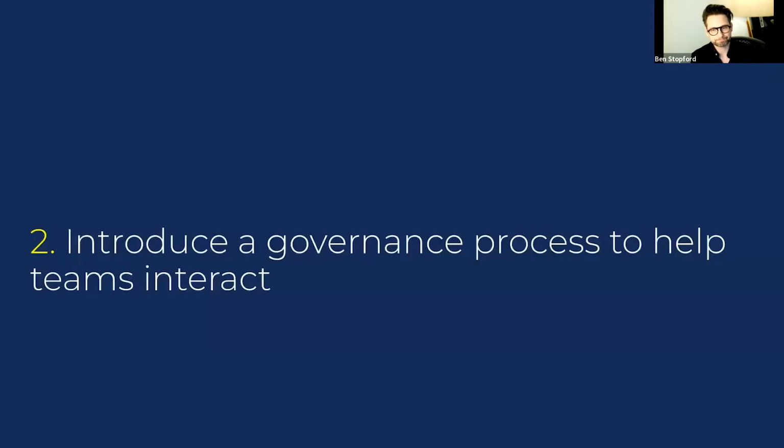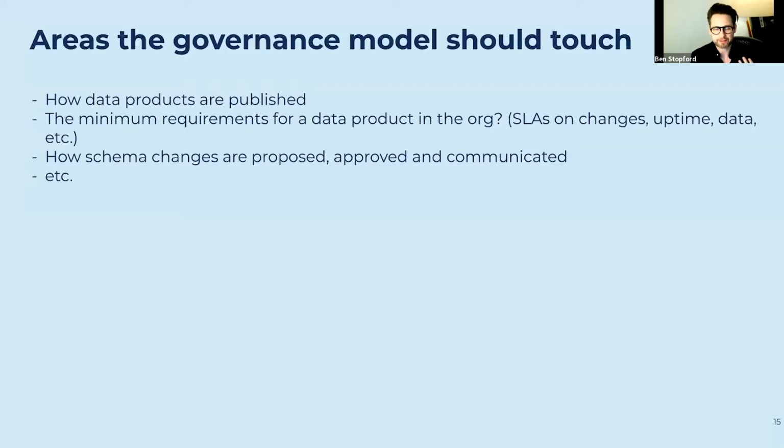So that's number one. We want to make sure that we fix a source and we have the mechanisms in place to allow our data products to be owned responsibly. Number two, we want to introduce governance process to help teams interact. This is kind of linked to the first one. It's pretty simple in concept, but actually there's a lot of richness here in a bigger organization.